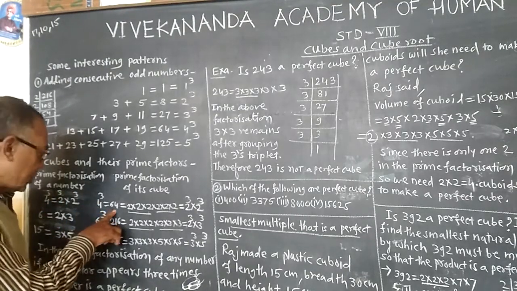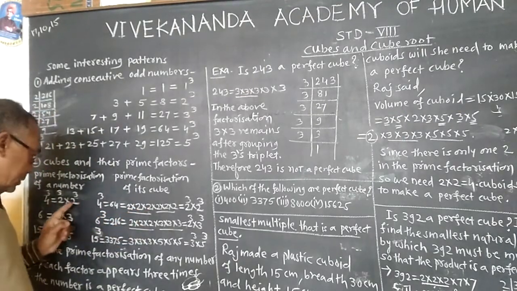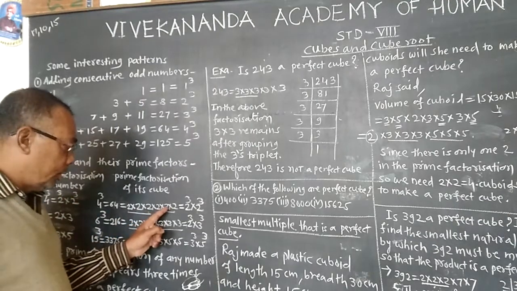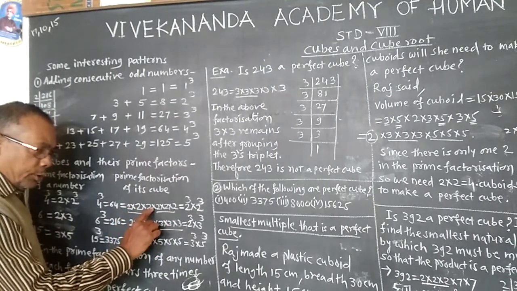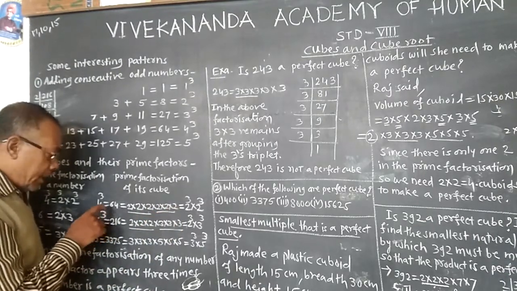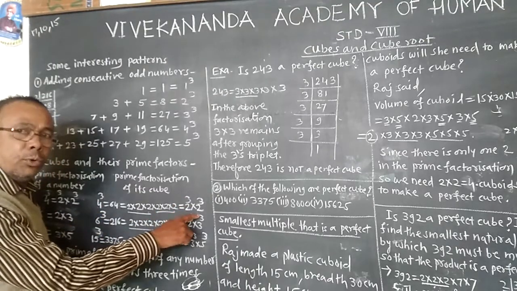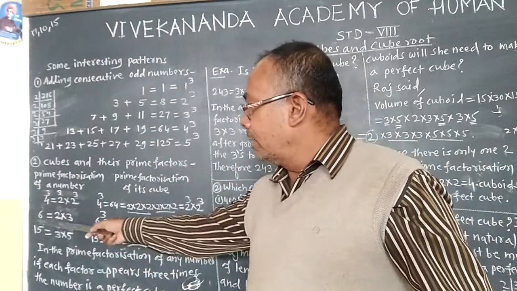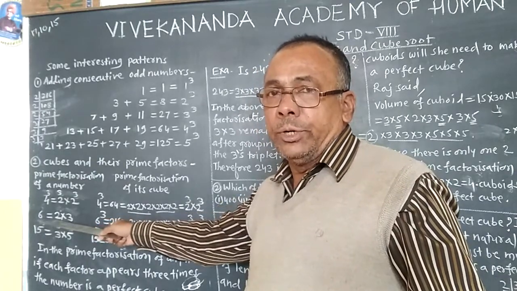Now 2 cube means 2 into 2 into 2, and 2 cube again 2 into 2 into 2, and if we multiply 2 into 2 into 2 into 2 into 2 into 2, we will get the multiplication 64. Therefore, we can write 4 cube is equal to 2 cube into 2 cube. In this way, we will take another example, that is 6. Factors of 6 are 2 into 3.